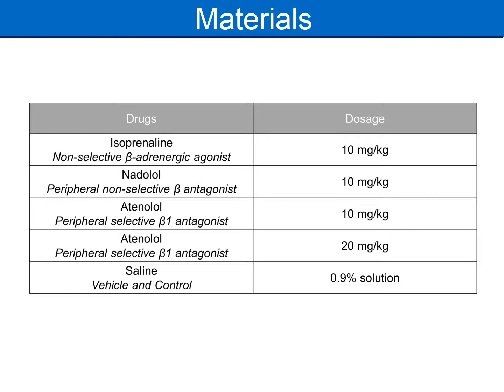Then we have atenolol, which is a peripheral selective beta 1 antagonist, meaning that it'll only affect beta 1 receptors and theoretically reduce the agonist effect in beta 1 receptors. There are two different doses of atenolol because I wanted to see if it was a dose-dependent effect. Finally, I used saline as my vehicle and my control group.